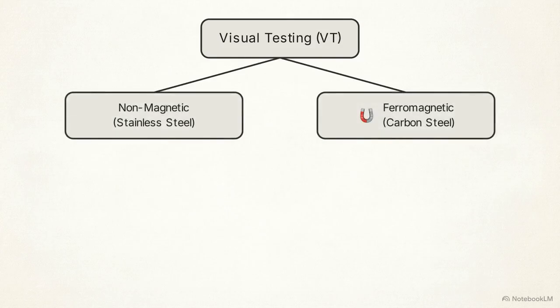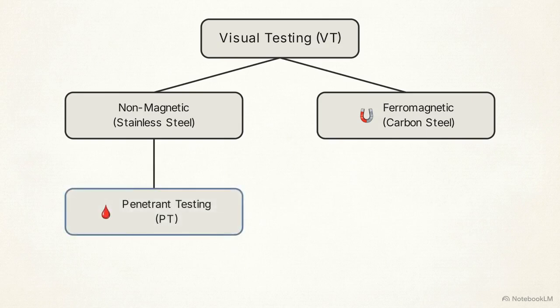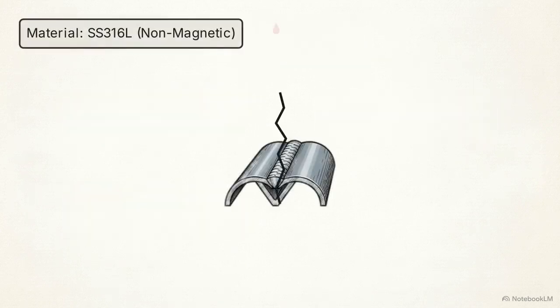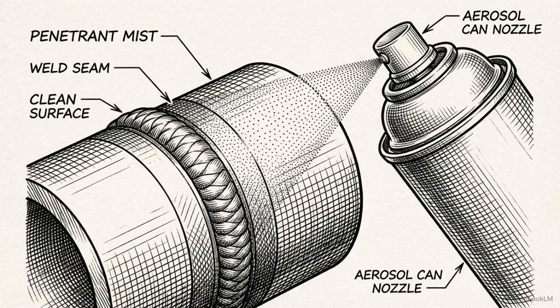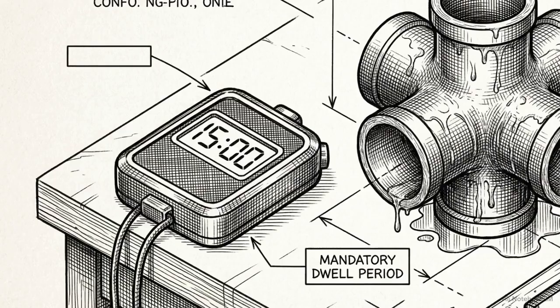Next, the testing matrix splits to target microscopic surface defects. The correct path depends on whether the metal is magnetic. For non-magnetic stainless steel, inspectors use penetrant testing. A highly visible liquid is applied, and capillary action pulls the fluid deep into microscopic cracks. PT requires precise timing. After thoroughly cleaning the steel, the inspector applies the penetrant and must wait for a strict dwell time of 10 to 30 minutes, allowing the liquid to fully seep into the flaws.